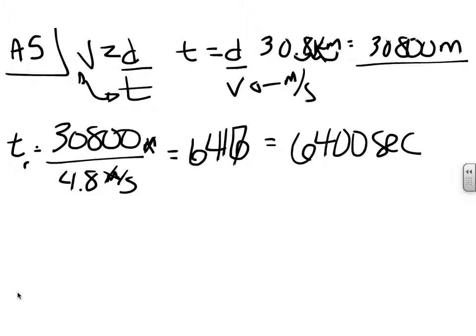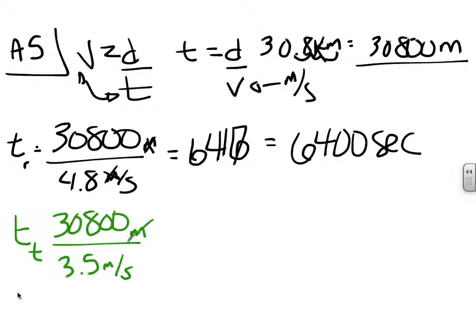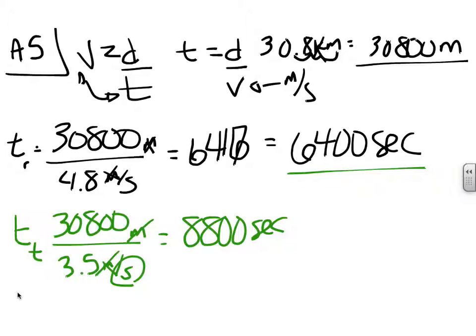Well, the turtle, he's going to run the exact same race, so for the turtle, he still has to run 30,800, but he's running only 3.5 meters per second. So again, the m's cancel off. That's going to give me an answer in seconds, but the turtle's time turns out to be 8,800 seconds. So this is the total time for the rabbit. This is the total time for the turtle.